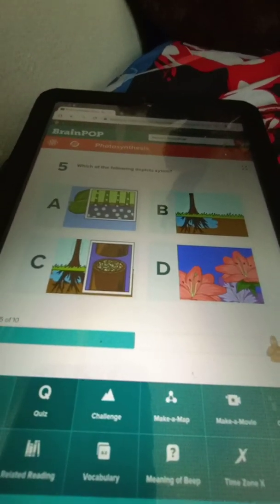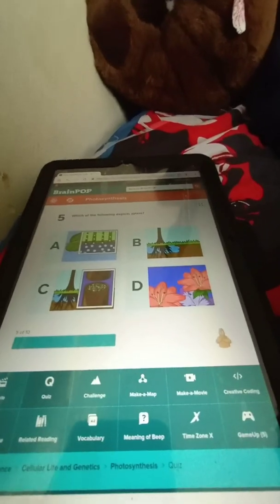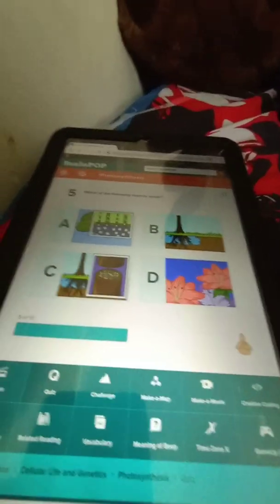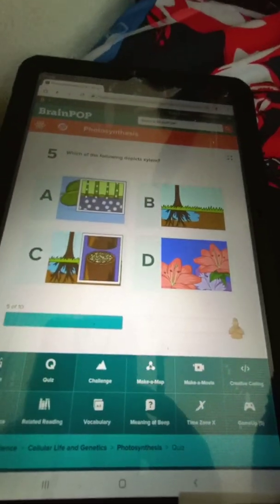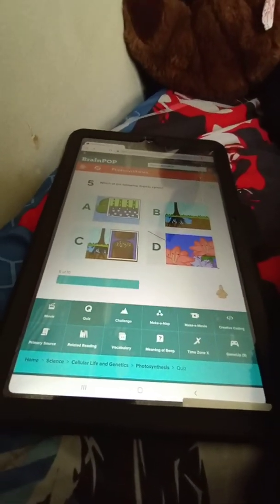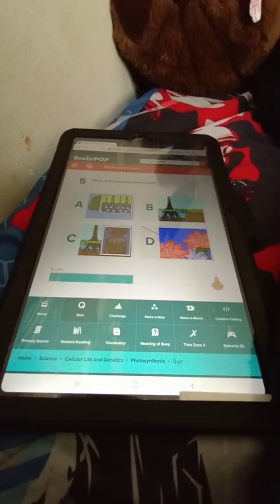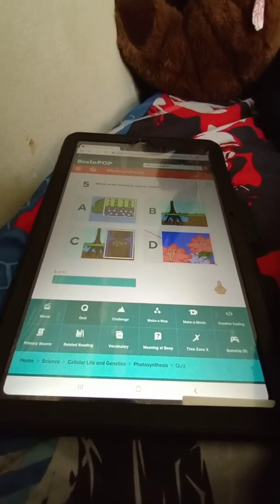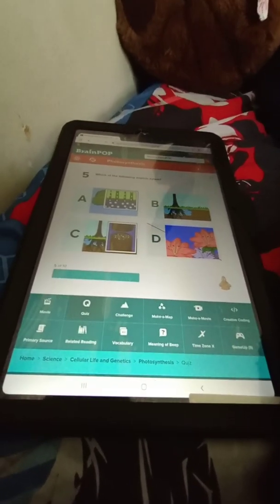Number 5. Which of the following depicts xylem? We saw it in the conversation. 5 seconds. If you're looking at the video right now, I will give you a hint. It is not D. So it's A, B, or C. 5, 4, 3, 2, 1. The correct answer is C.